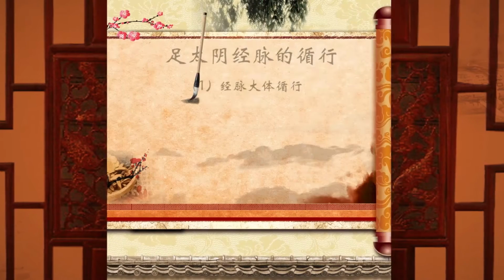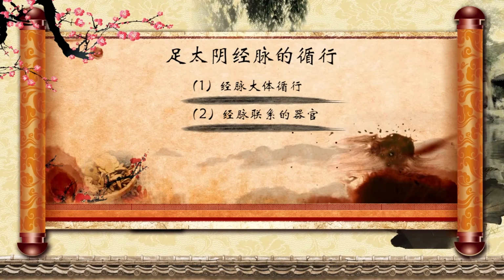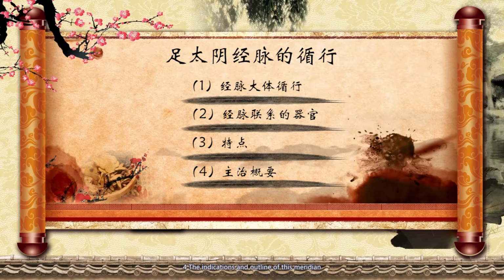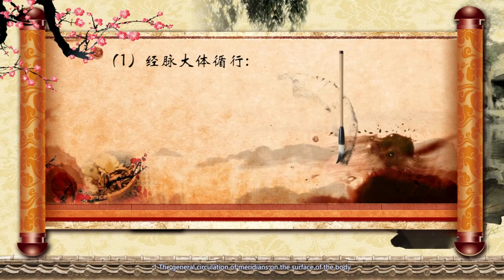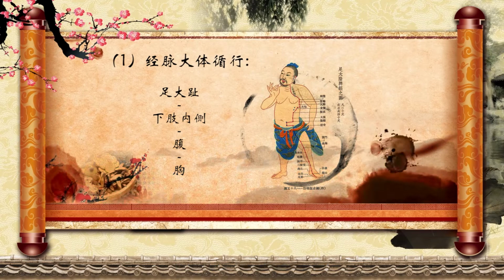You need to master the following 4 points of this meridian. One, body surface distribution of the full Taiyin meridian. Two, the relations with internal organs in the process of circulation. Three, the characteristics of this meridian. Four, the indications and outline of this meridian. The general circulation of the meridian on the surface of the body: big toe of foot, medial lower limb, abdomen, chest.